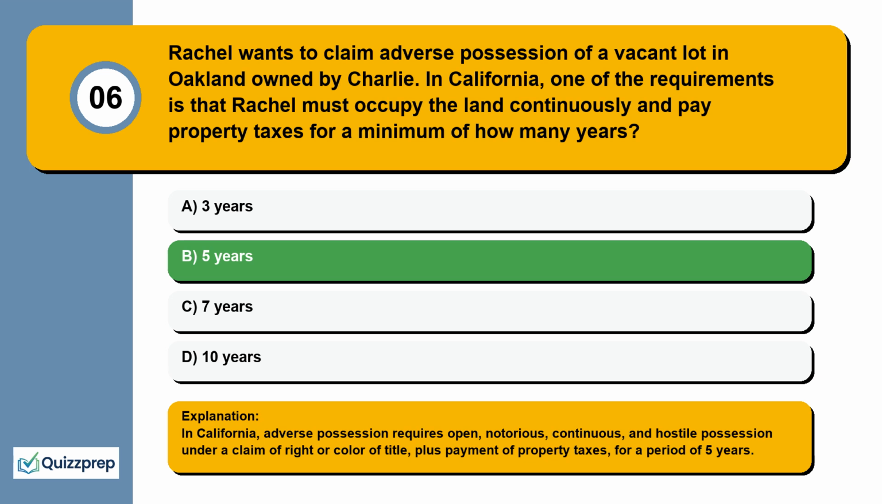In California, adverse possession requires open, notorious, continuous, and hostile possession under a claim of right or color of title, plus payment of property taxes, for a period of 5 years.